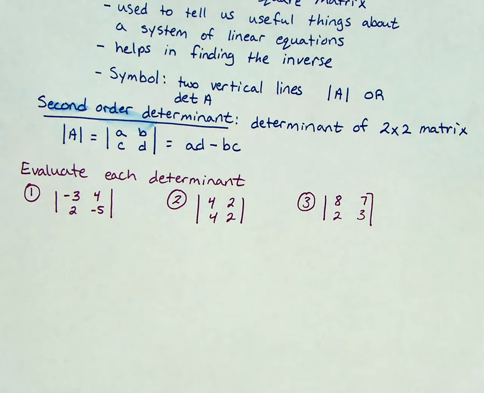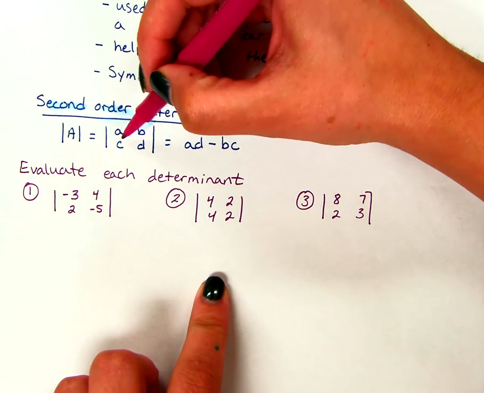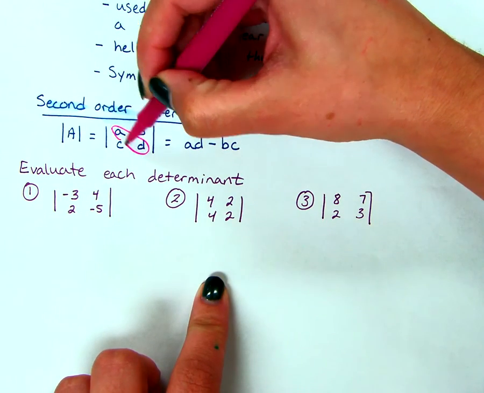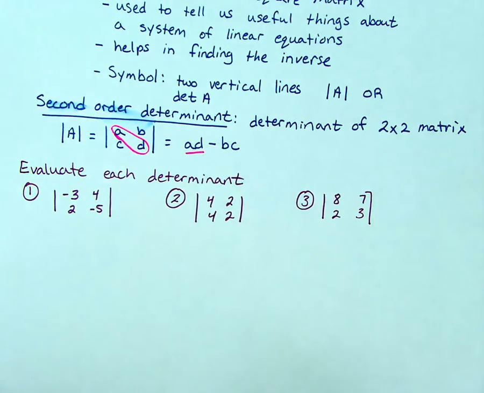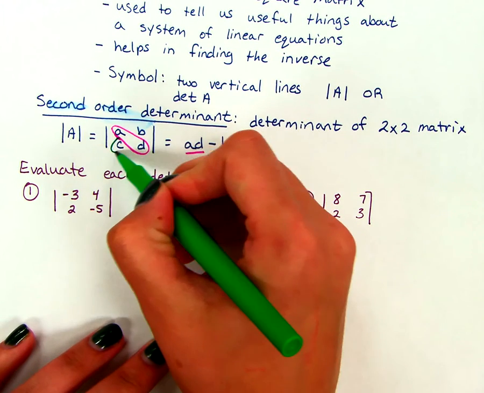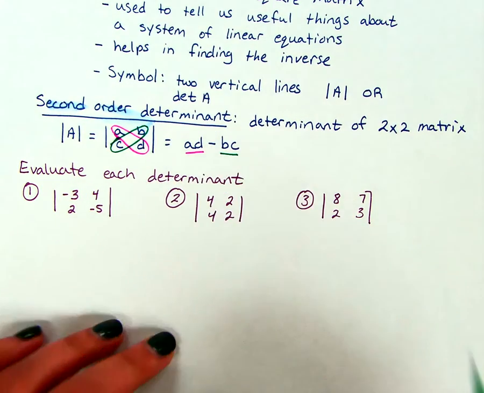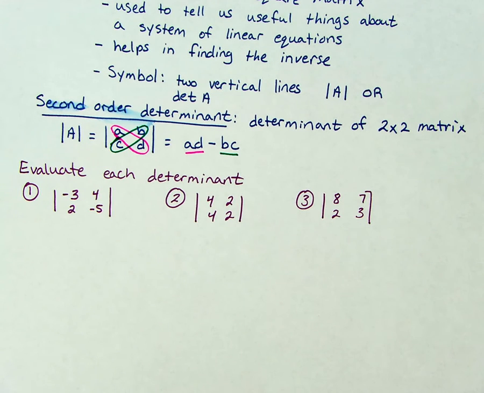But the way we calculate the determinant is by taking what I'm going to call the forward diagonal, so A times D, minus the backwards diagonal, so C times B. So we're going to subtract those two things. Whatever that simplifies to, that is the determinant.